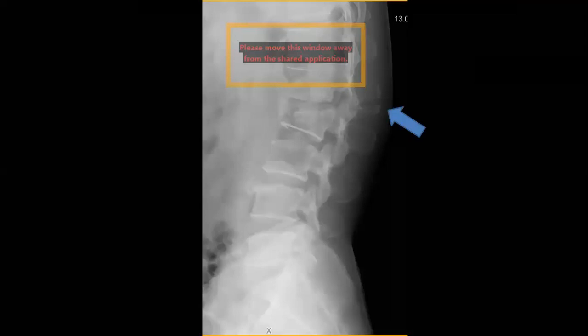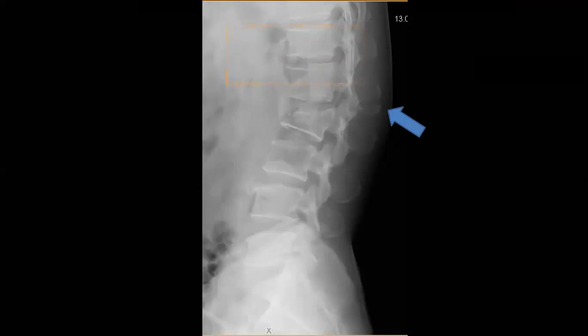Third thing, very important thing. So you have seen the vertebral body, the anterior vertebral body line, and the posterior vertebral body line. So you should always look into the spinous process. Spinous process is very, very important. If there is a spinous process fracture, or widening of the spinous process, it indicates that there is injury of the posterior ligament complex structure.